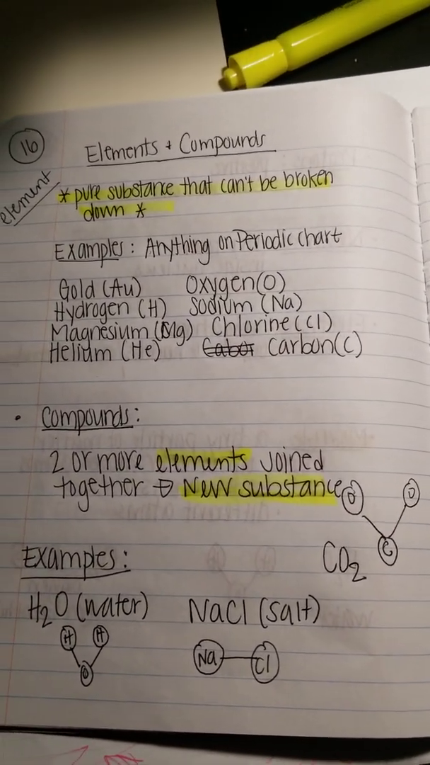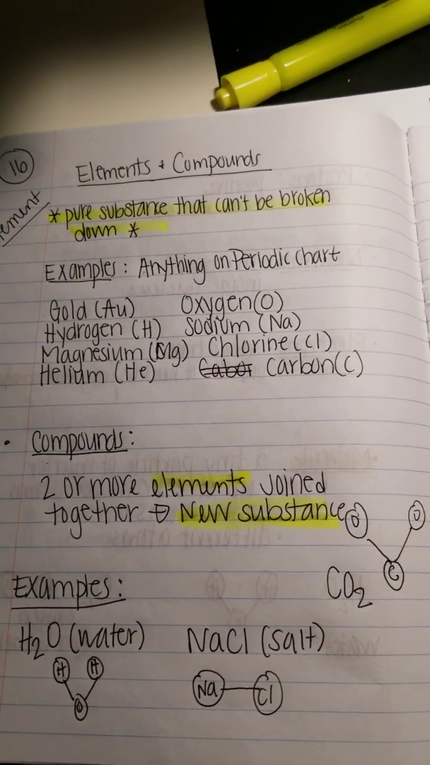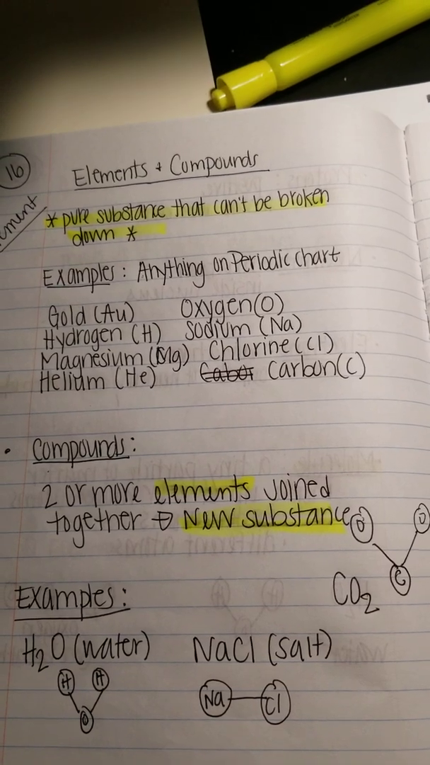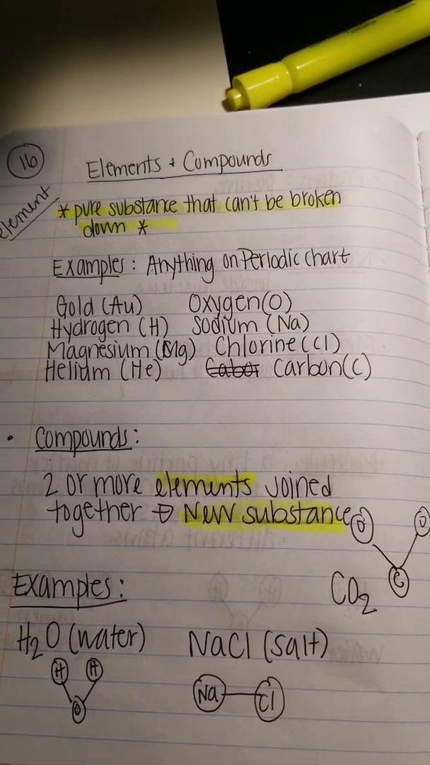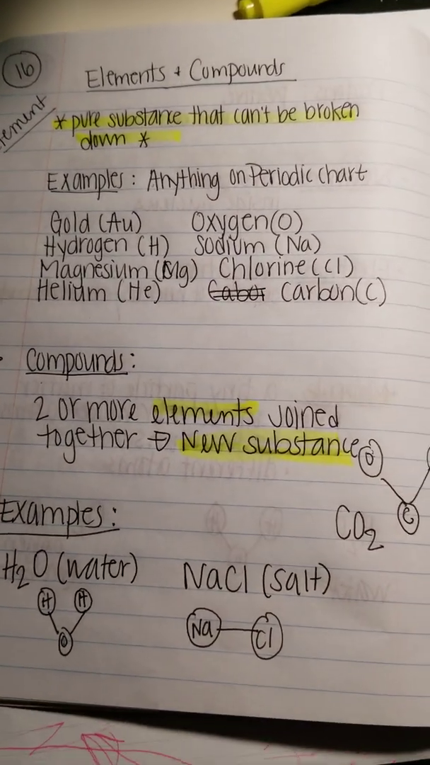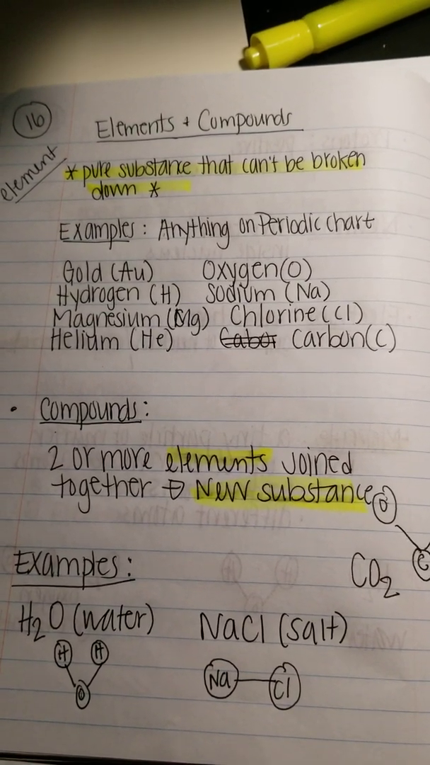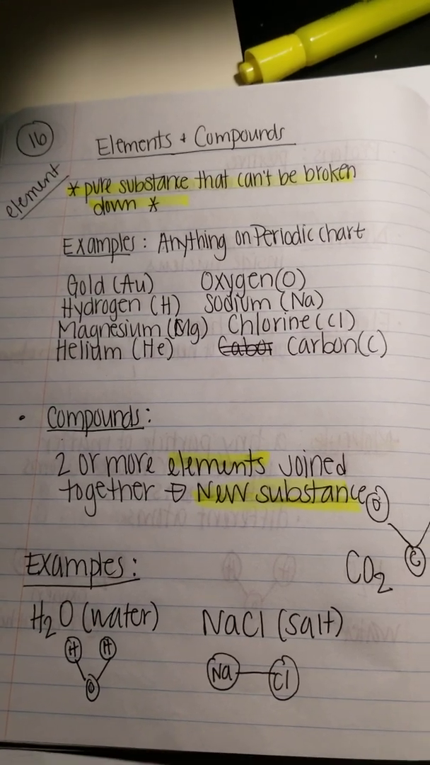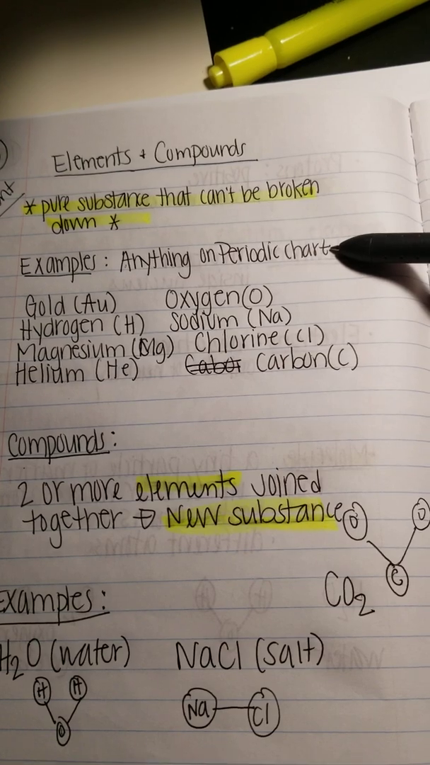So an element is a pure substance that cannot be broken down. So think of oxygen. Oxygen is an element. It's on the periodic table of elements, but it's also one atom. It happens to be one atom, so it cannot be broken down. I can't break it down into carbon. I can't break it down into lithium. It stays oxygen. Okay. And so we have examples, anything on the periodic chart.